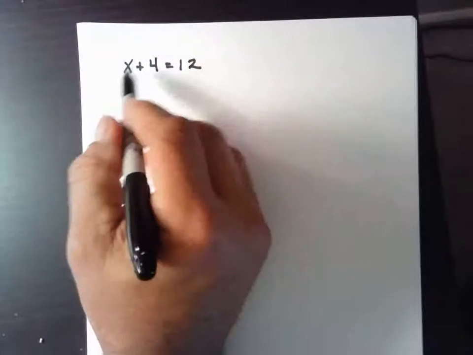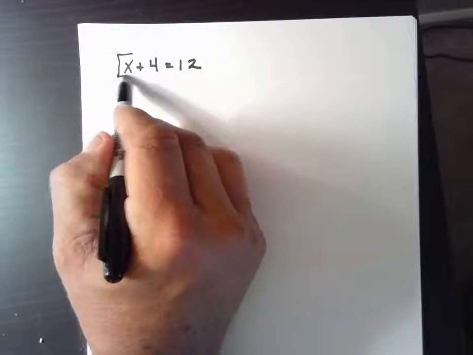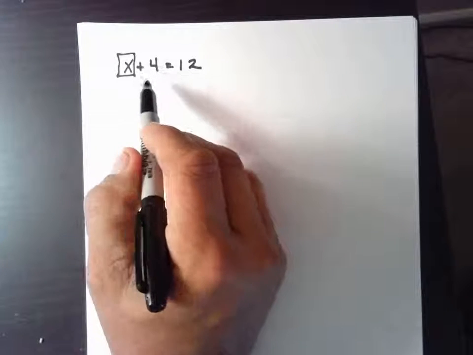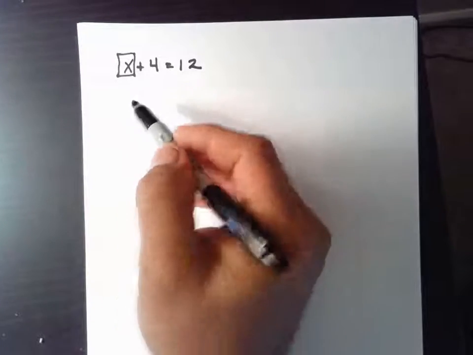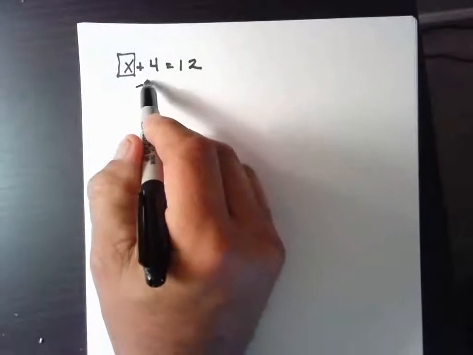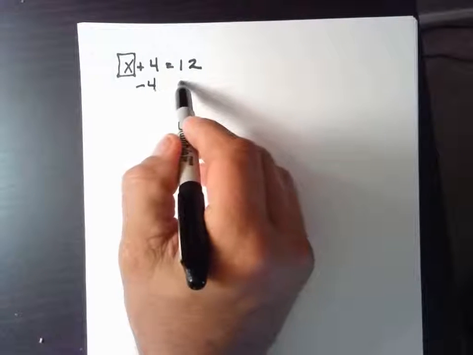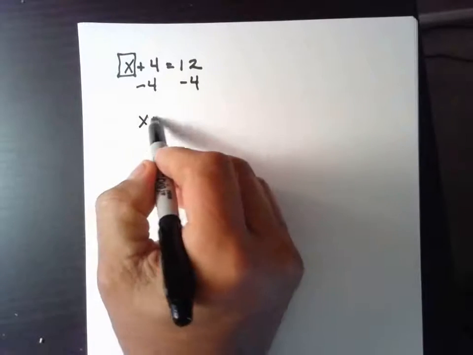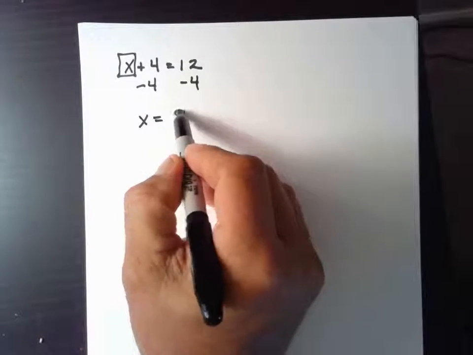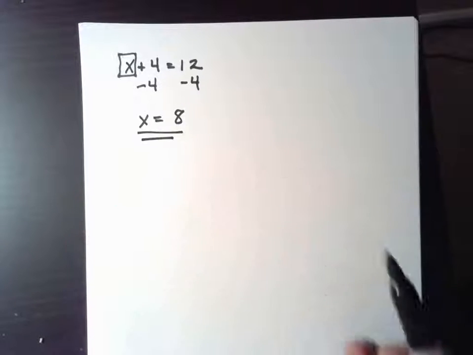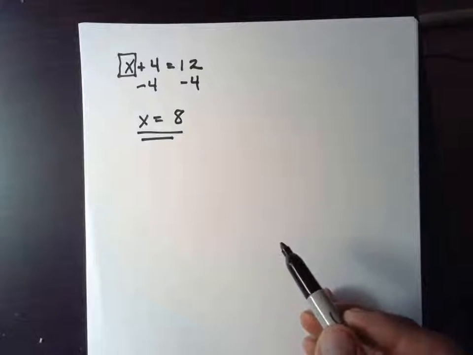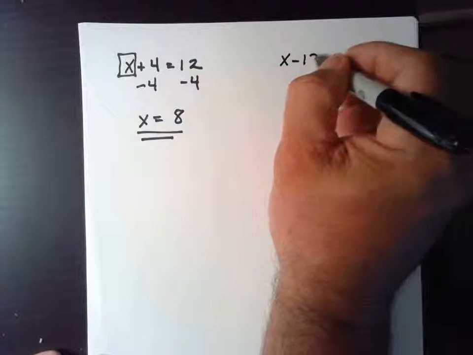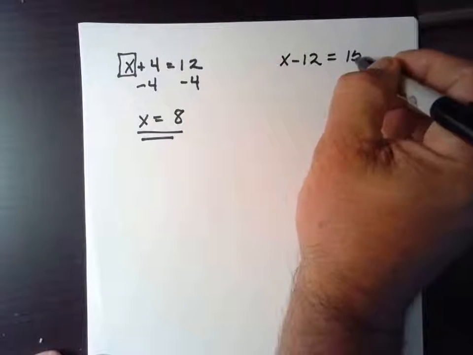Your main objective is to get the variable by itself. So therefore you get rid of adding 4. How do you get rid of adding 4? You subtract 4. And by the law of equality, whatever you do on one side, you do on the other. And x is equal to 8. Most students say, hey, I know how to do that. That's no problem.